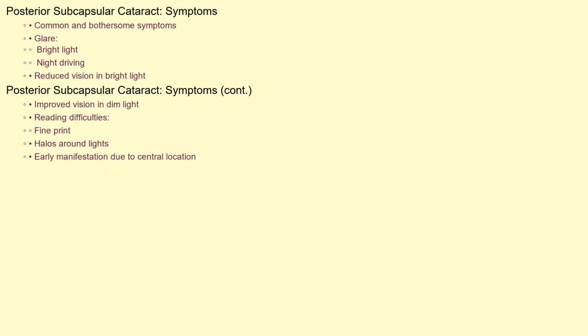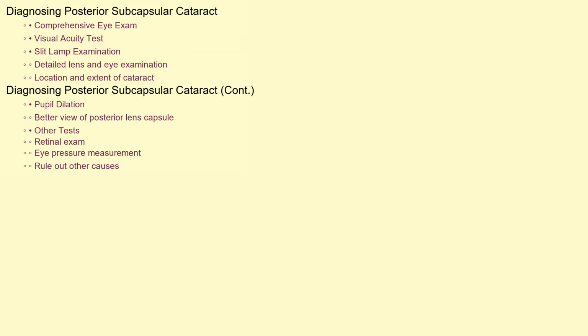The symptoms of a posterior subcapsular cataract can be quite distinct and often bothersome. The most common complaint is glare, particularly in bright light or when driving at night. This glare can make it difficult to see clearly and can be quite distracting. Another common symptom is reduced vision in bright light. Paradoxically, vision might be slightly better in dim light. Reading can become challenging, especially fine print. Halos around lights are also frequently reported. Because the opacity is located in the center of the lens, these symptoms tend to manifest earlier in the disease process compared to other types of cataracts, impacting daily activities more quickly.